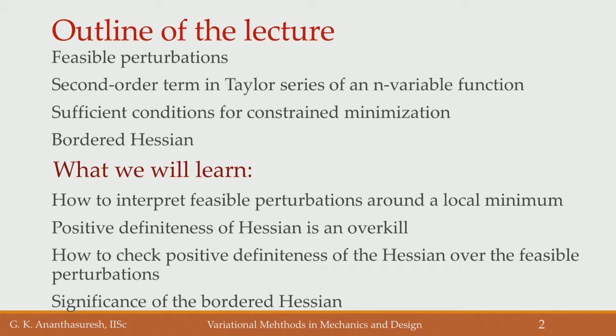What we will learn in this lecture will be how to interpret the feasible perturbations around a local minimum. Then we talk about this Hessian's positive definiteness being more than what is required, like it is an overkill. That is where this bordered Hessian concept comes, and we will understand its significance. And we will also learn how to check if a given minimum for a constrained optimization satisfies sufficient conditions or not. We will get a technique to verify that.